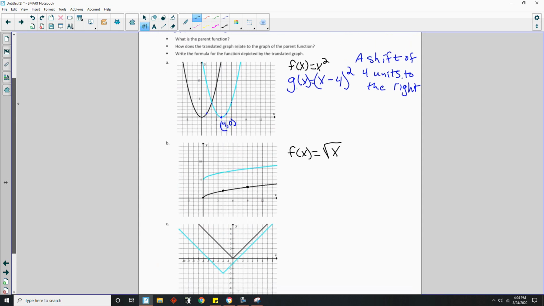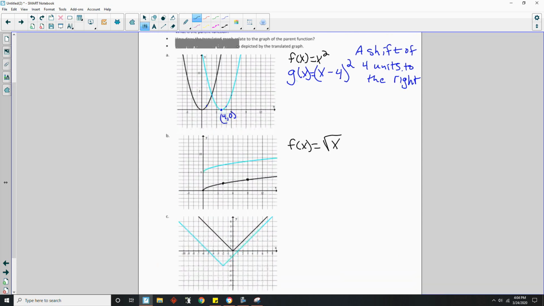That's the parent function. How does that translated graph relate to the graph of the parent function? Well, this is the same graph as this, except it shifted up 1, 2, 3, 4, 5. So a shift up 5 units. Okay, so it's a shift up 5 units.